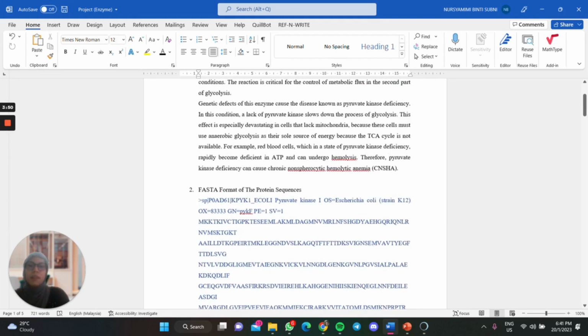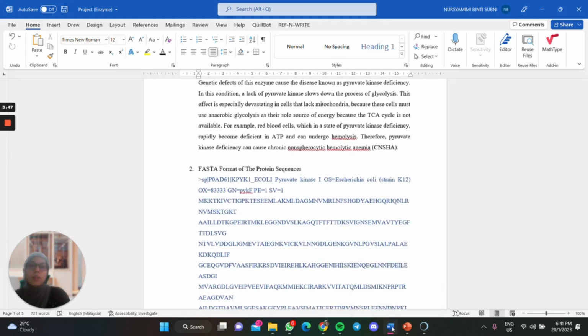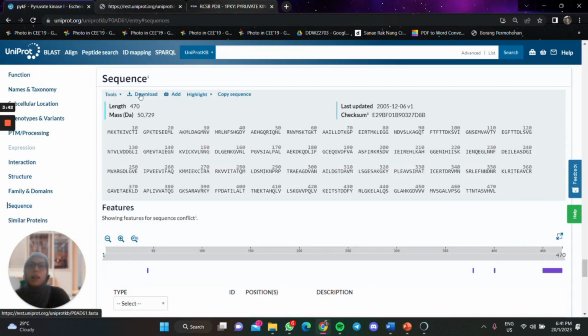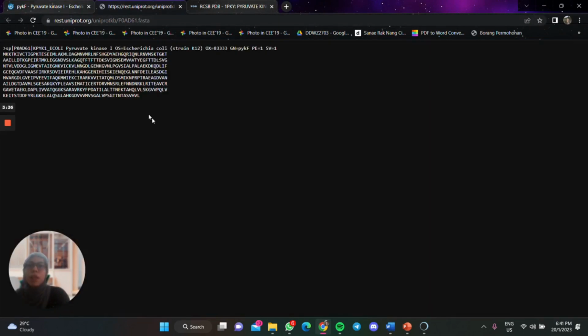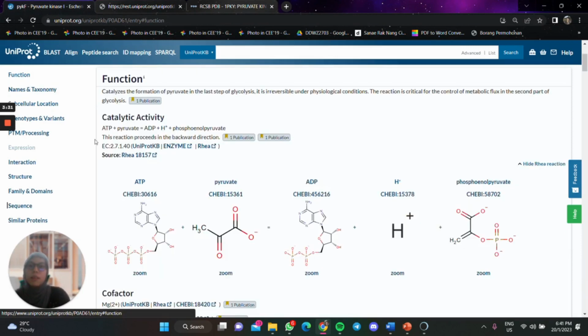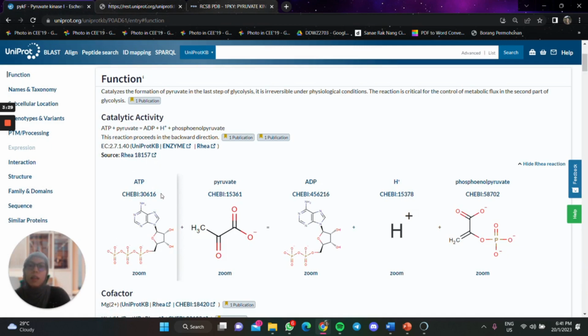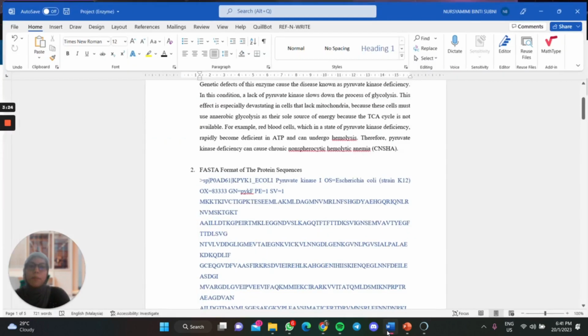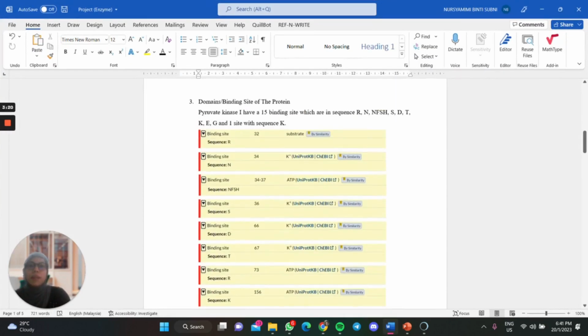Next, the FASTA. I get the FASTA from UniProt, from the sequence. From the sequence, I click the download button and it will show this FASTA. For this enzyme, it has 14 binding sites and one site. The binding site sequence is RRNNFSH and the site sequence is K.